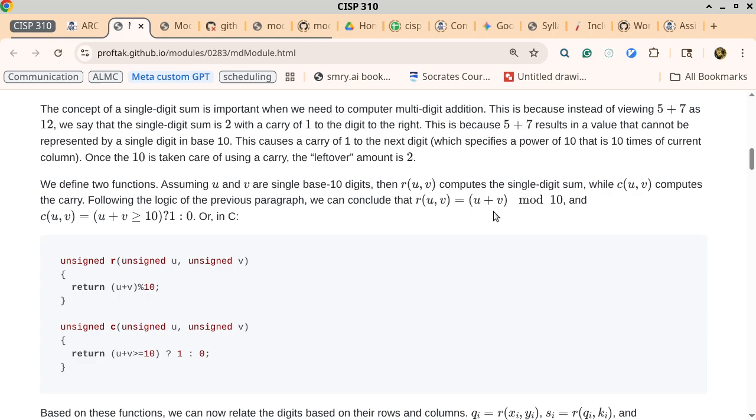So now we have the C++ implementation of exactly the same thing. I'm just defining a C++ function R to do the same thing. We have defined a single digit, and we have defined a carry or C function in C++ to do the same thing that we just talked about. Are we okay so far? Just converting the math equation into C++ code. All right.